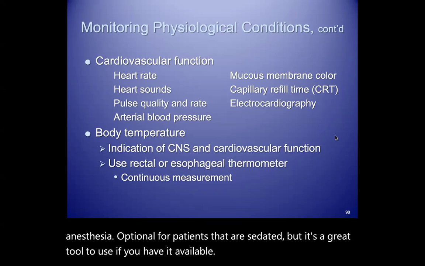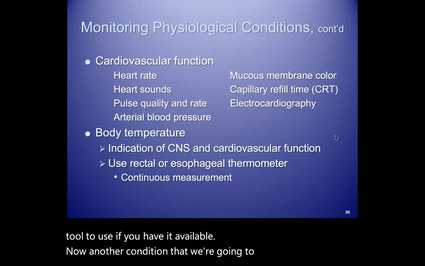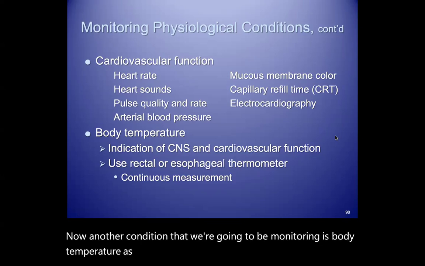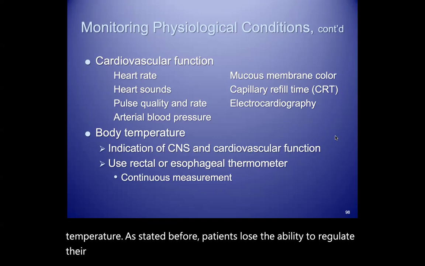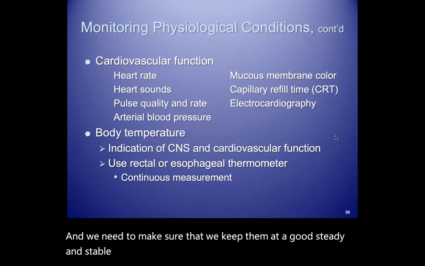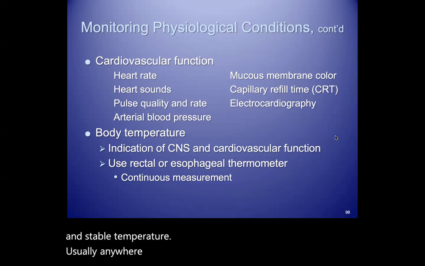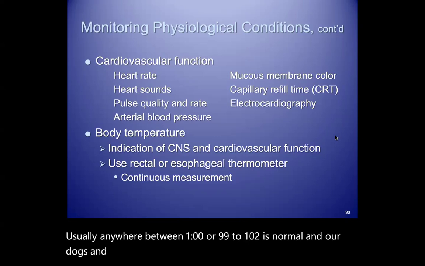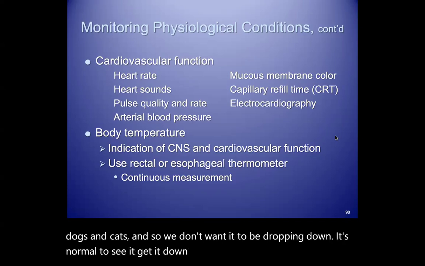Now, another condition that we're going to be monitoring is body temperature. As stated before, patients lose the ability to regulate their body temperature when they're under anesthesia. And we need to make sure that we keep them at a good, steady, and stable temperature. Usually anywhere between 99 to 102 is normal in our dogs and cats. And so we don't want it to be dropping down. It's normal to see it get down to 98 or 97, but no lower than that.